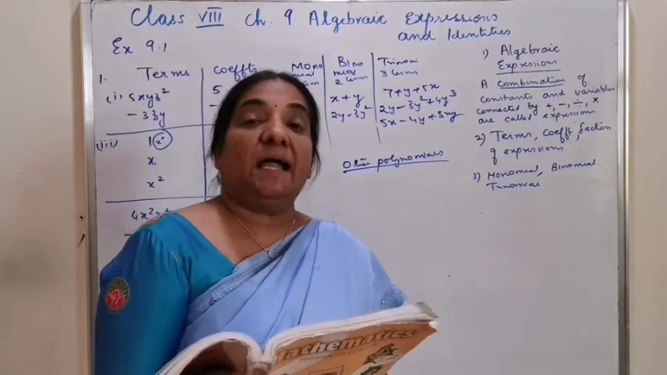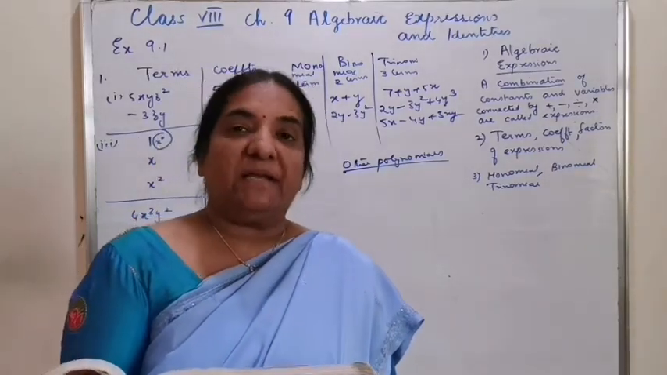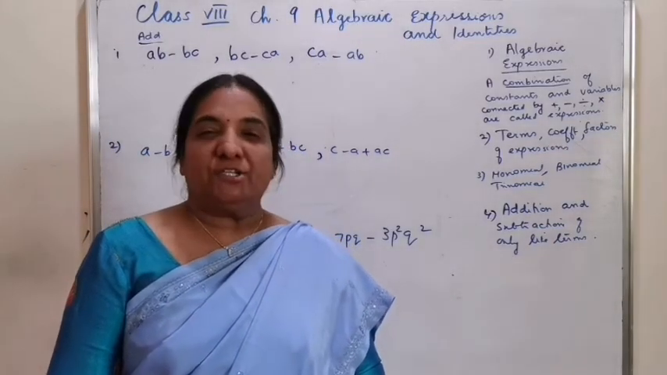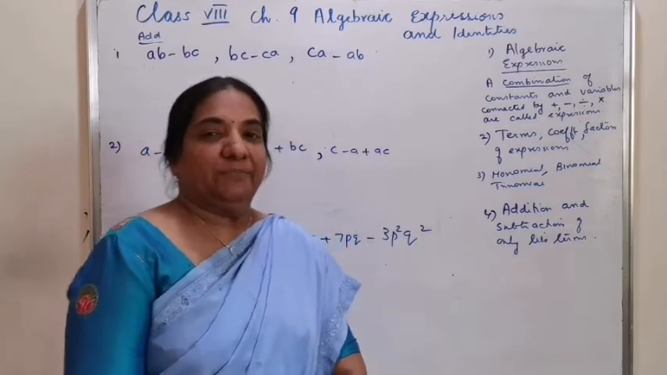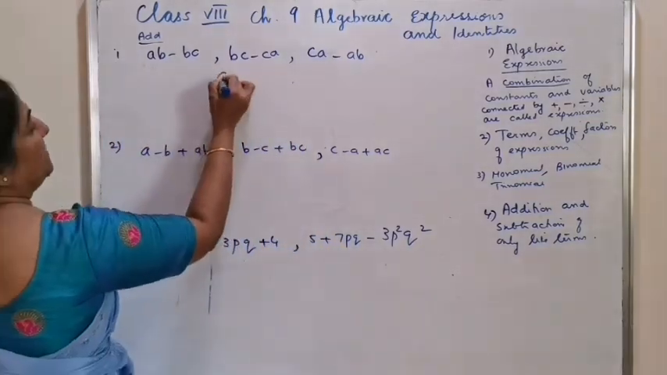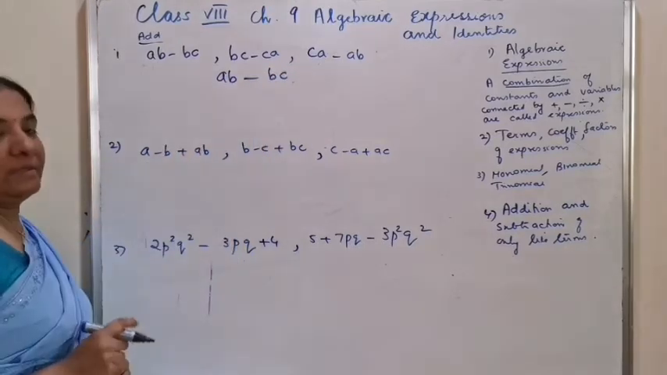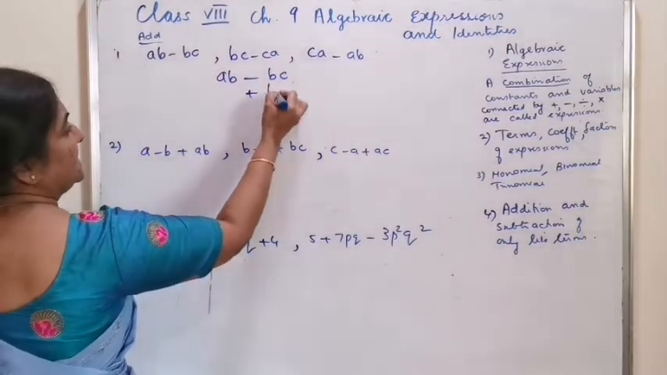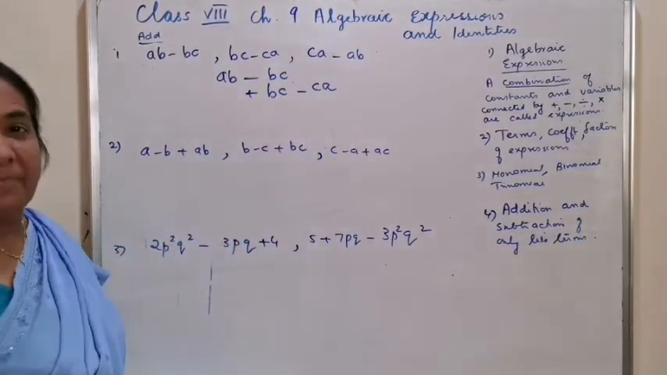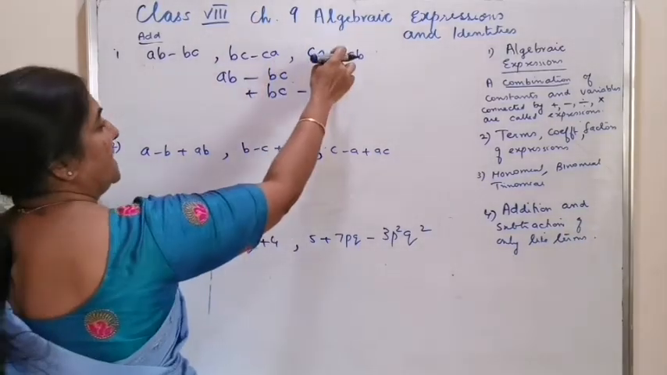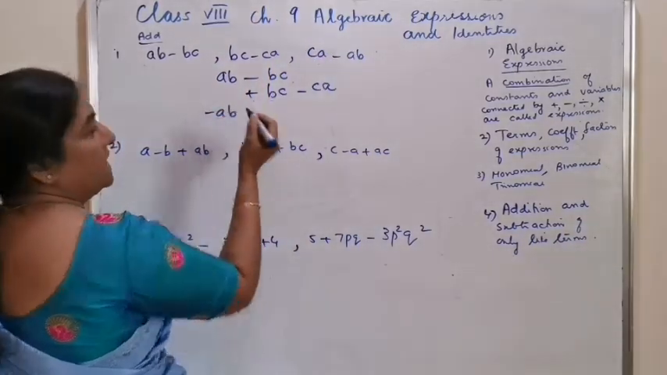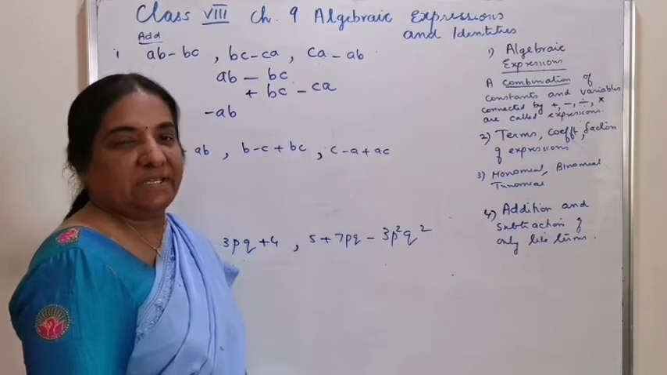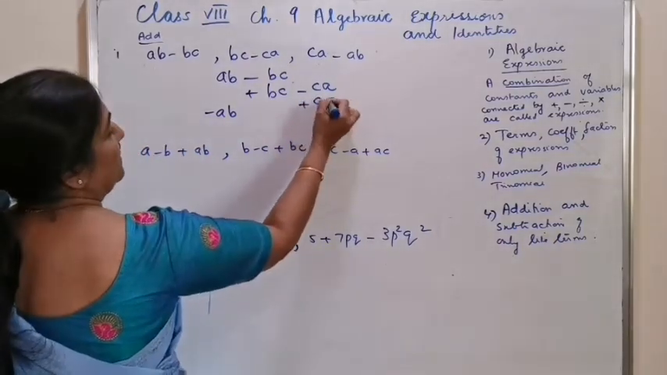Let's go ahead with addition and subtraction of algebraic expressions. For addition and subtraction, instead of the horizontal arrangement, better you arrange vertically. The first, AB minus BC. The second one is again BC minus CA. That means positive BC and CA is another term. And the third one is CA minus AB. Under AB you can put minus AB. That means with the sign. You should arrange it term wise. So when you arrange a term, it should be with the sign. And positive CA.